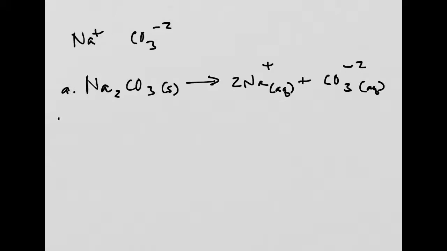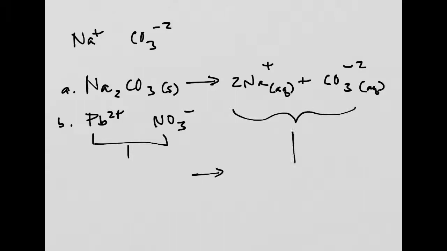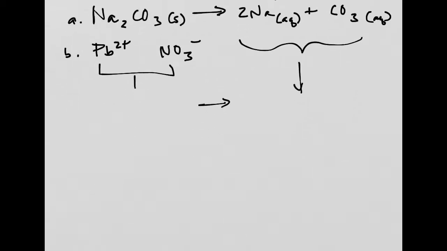That's letter A. For B, we're going to do the same thing. I want you to do this one, but I will tell you that it's lead 2 nitrate, so that means you have Pb2+, and nitrate is always the same, NO3-. First combine these two into the solid ionic compound, and then perform the same thing that I did for sodium carbonate.